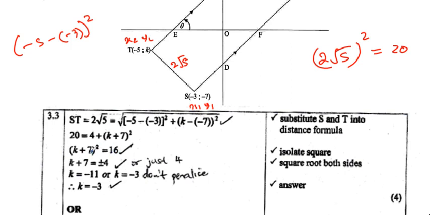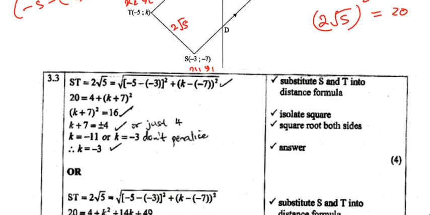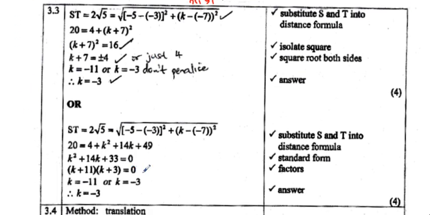When we got rid of the square root, keep your unknown on the left-hand side. Here they found square roots on both sides, and k plus 7 is equal to plus or minus 4. Therefore k is equal to minus 11, or k is equal to minus 3. Or you can multiply it out and use the quadratic, and you could use your calculator to find both answers.